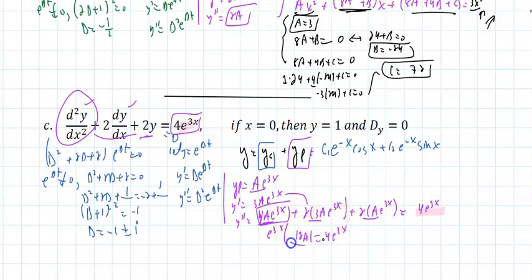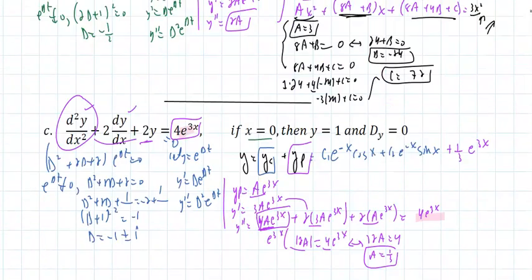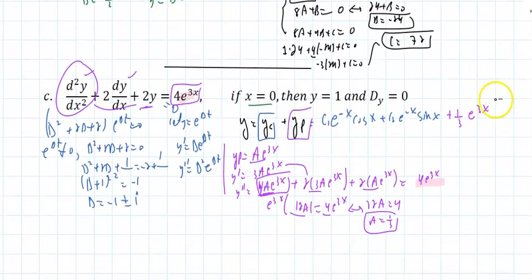Okay, so we know that 12a must equal 4, so a must be 1/3. So there, that equals, plus 1/3 e to the 3x. That would be my general solution. Oh, never mind. They did give me initial conditions. So we got this much. This is our general solution.